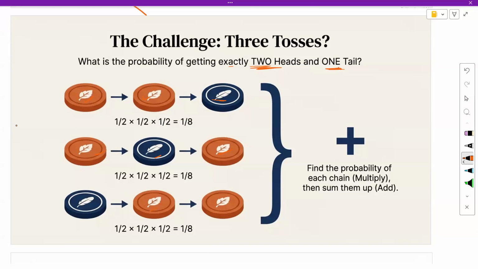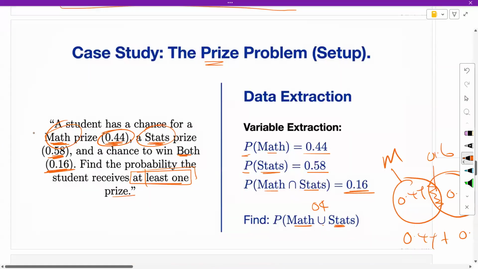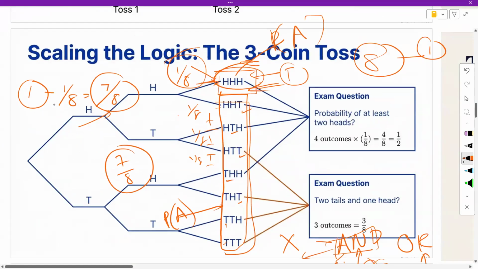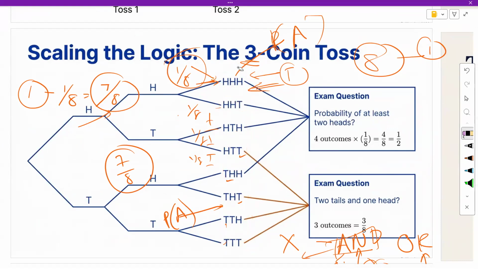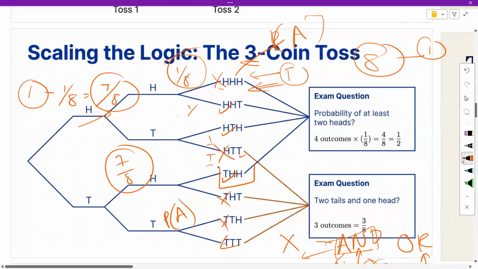So this is a tree diagram. The coin is tossed 3 times, and these are the outcomes. And the question is exactly 2 heads and 1 tail. So we can take these, and we can't take the others.